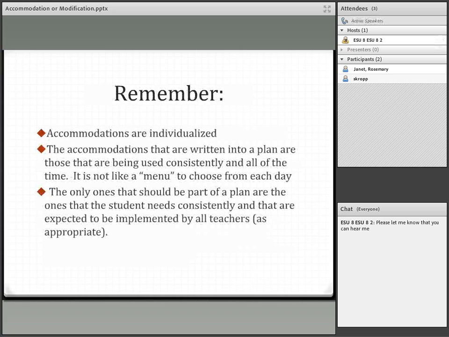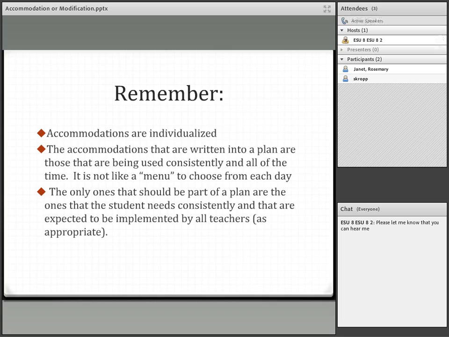So remember, accommodations are to be individual, and the ones that are written into the plan are those that are being used consistently and all of the time. It is not like a menu to choose from each day. And that's something that Sheila had pointed out that came up through the special education file review process. Using the menu that is on the IEPs and choosing, you know, 18 or so accommodations isn't really best practice. We'd rather limit to maybe 4 or 5 that are used consistently and all the time, because that's what's intended by the IEP and by any plan that you're writing up for students where accommodations are being written down.